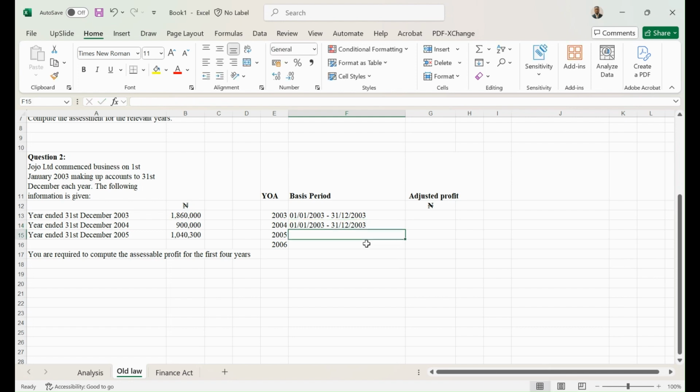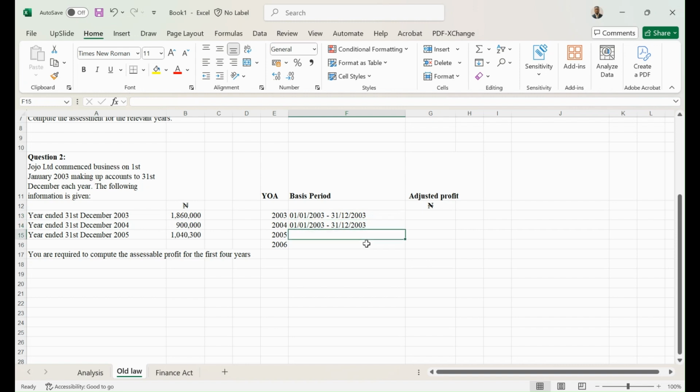Different rules, the same figure. The first one says from when it commenced operation, regardless of its financial year end, to 31st December. The second one says the financial year end is December, but I'm not even using that. It's going to be from when you commence operation till a period after 12 months, all inclusive. So 1st of January is when it commenced, then counting 12 months from January, you have 31st December. So you have the same basis period.